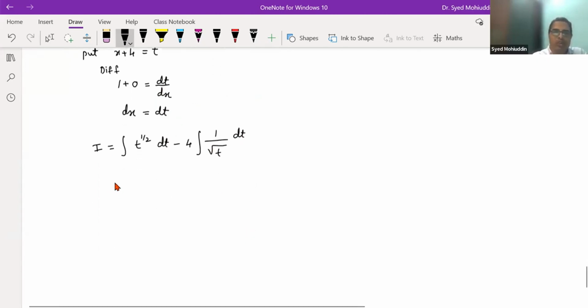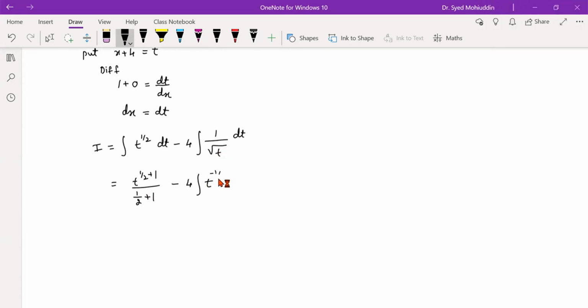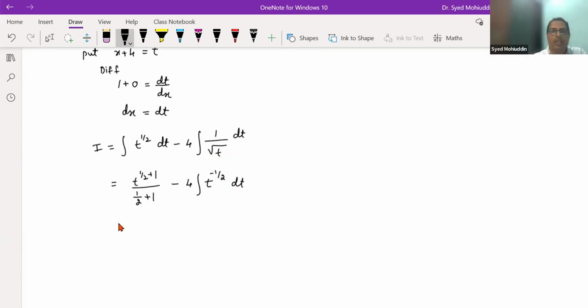Again, using the basic formula, you'll be getting t power of half will be t power of half plus 1 divided by half plus 1. Minus 4 is a constant and root represents t power of half. T power of half when it comes in the numerator, what it becomes? T power of minus half into dt. So this is nothing but t power of 3 by 2 divided by 3 by 2 minus 4 times t power of minus half. So t power of minus half plus 1 divided by minus half plus 1. Once again using the standard formula plus the constant of integration c.